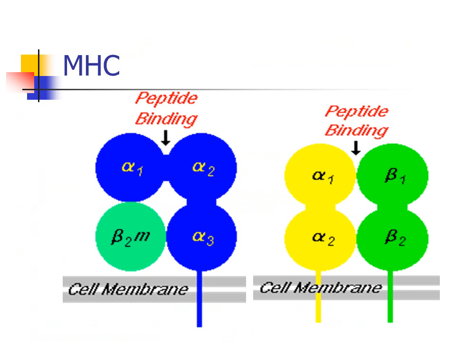This slide shows MHC structure. MHC class 1 is composed of alpha chain and beta 2 microglobulin. MHC class 2 is composed of two chains, alpha chain and beta chain.